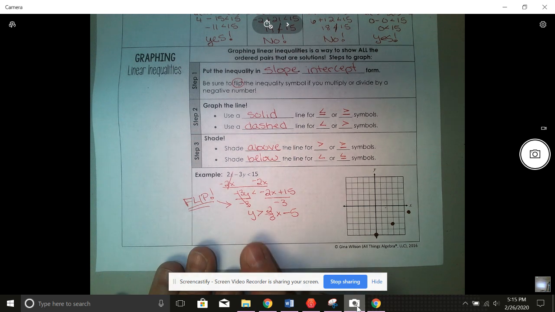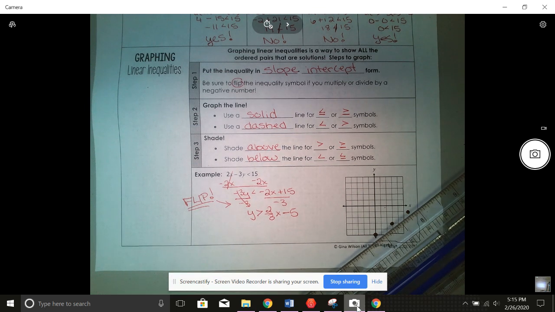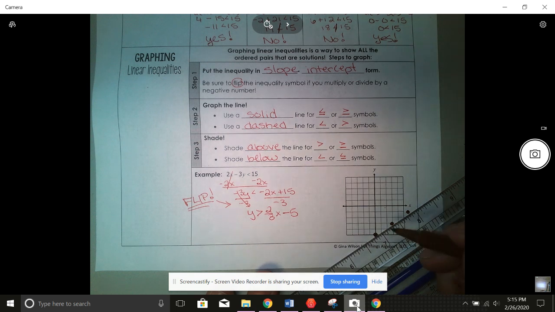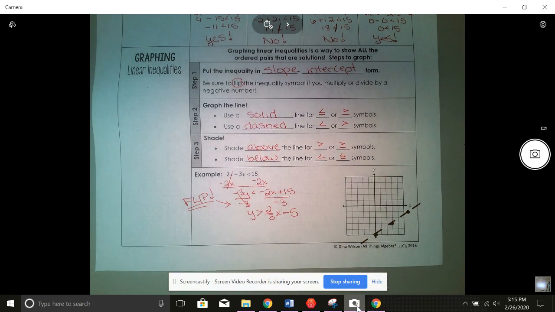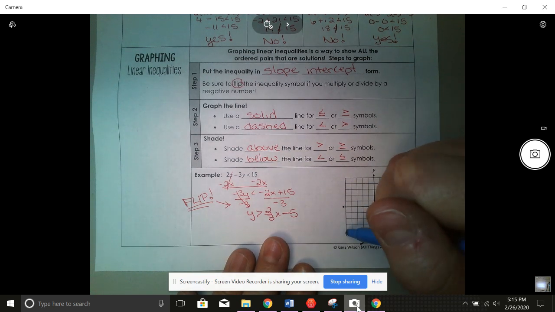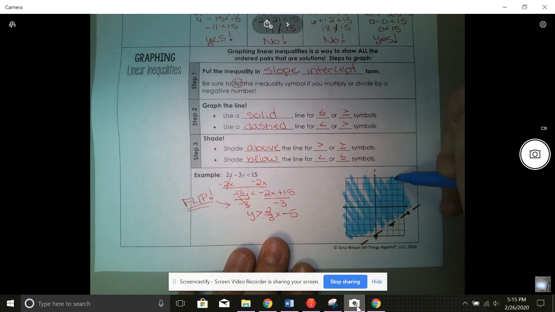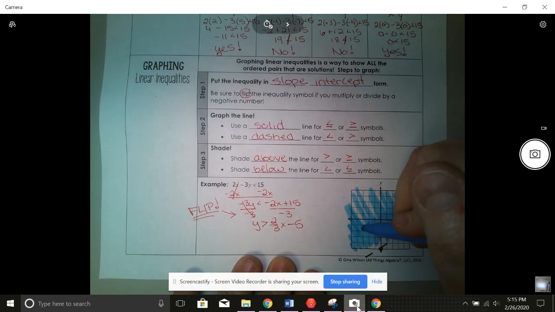Now, we're saying our solutions are greater than this line, not equal to. So I'm going to connect the line with dashes to represent not equal to. I'm not including the values on the line. I am only including the values that are greater than this line. So if I'm doing a greater than, I'm going to shade above the line. So that means all of this space, all of these coordinate points are part of the solution set.